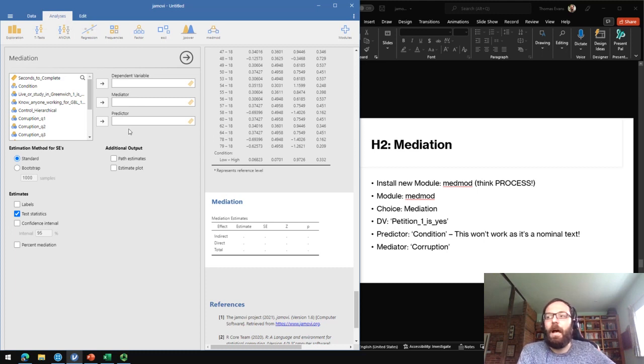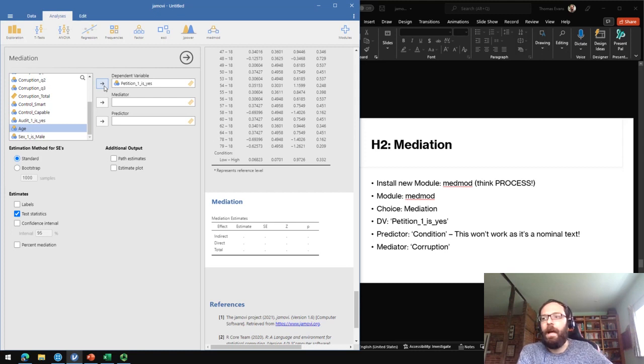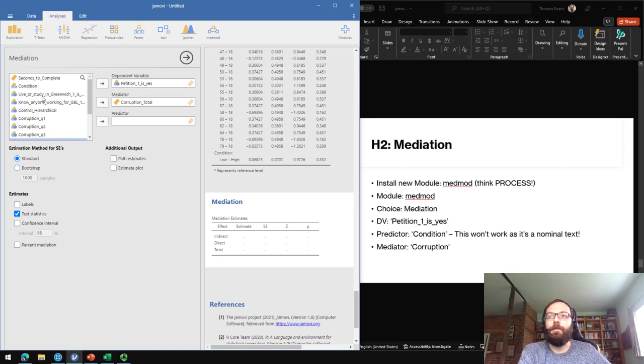So in this case, we want to have our petition as our dependent variable. So petition 1 is yes as our dependent variable. We want corruption as our mediator, so we put corruption total in the mediator box. And then we want as our predictor variable condition. And we try and copy that across to our predictor, and this time it says no.